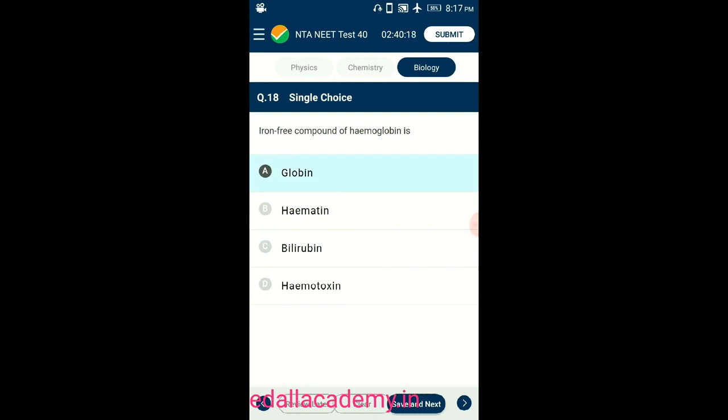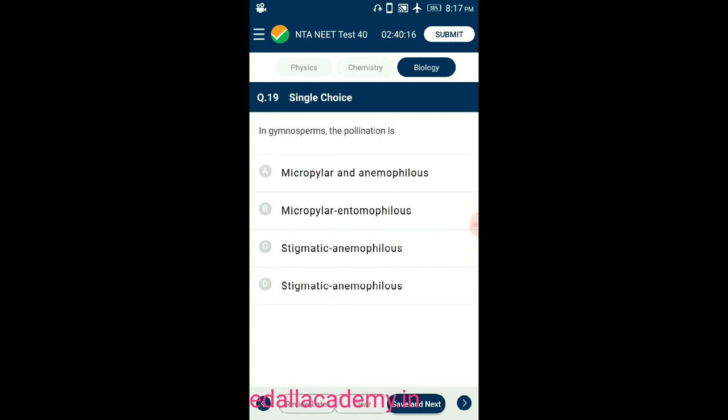Iron-free compound of hemoglobin is globin. Question number 19. In gymnosperms, the pollination is. In gymnosperms, pollination occurs by wind. It is generally called anemophilous.